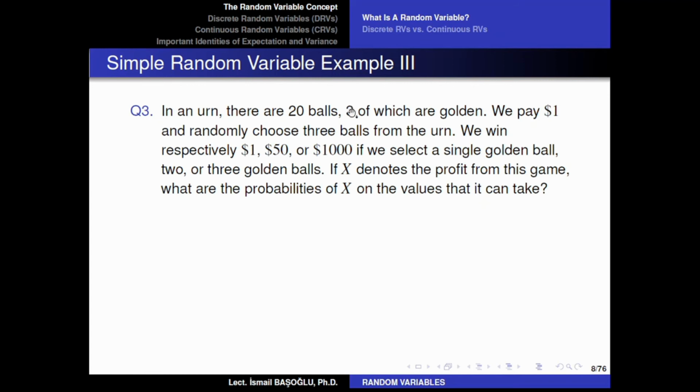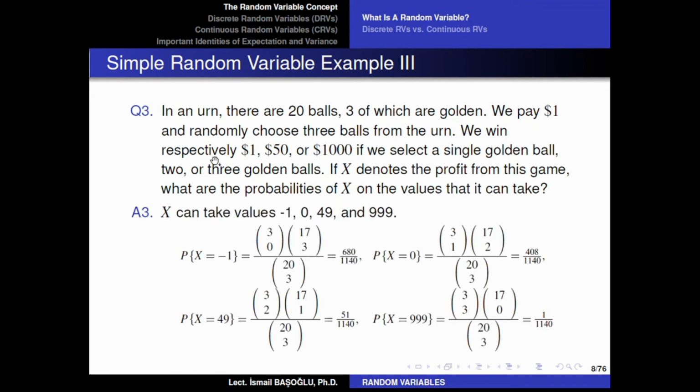If you choose exactly 2 golden balls, when you choose 3 balls, then your profit will be $49. And if you choose all 3 golden balls by chance, then your profit will be $999. So the question is this: what are the probabilities of X on the values that it can take? We have already determined the possible values of X. The question is, what are the probabilities?